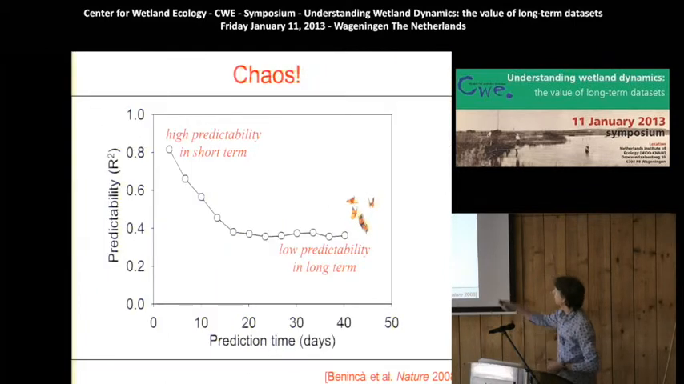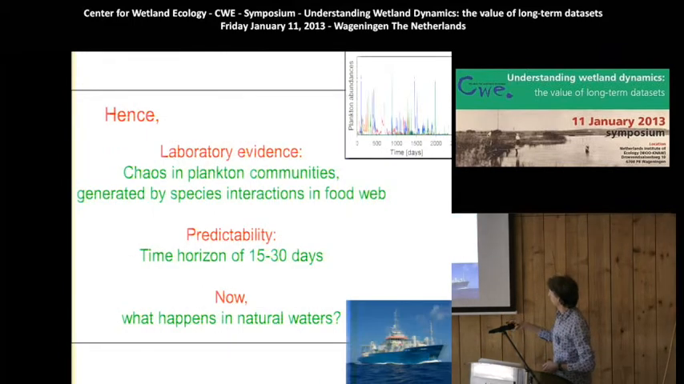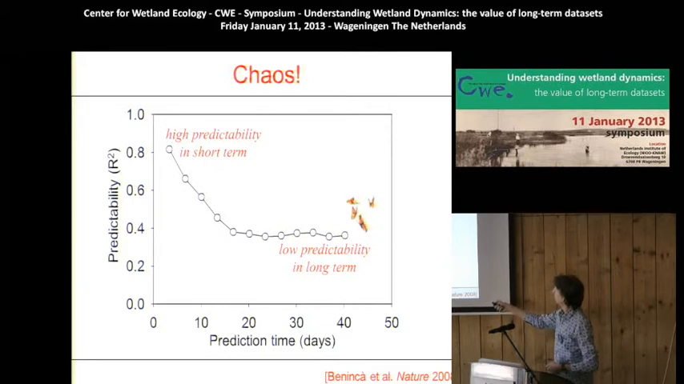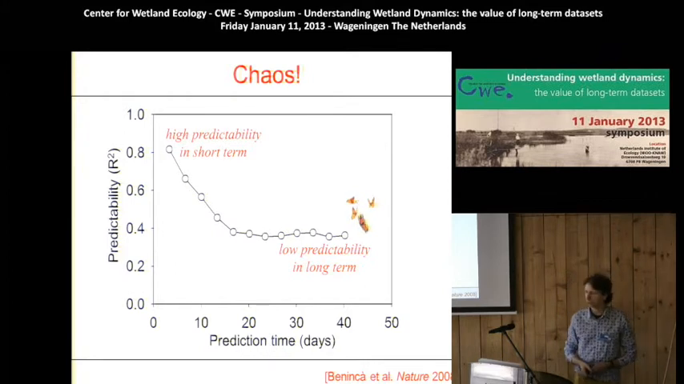So what you can see is that the predictability is a function of the prediction time. We can make very accurate short-term predictions. We can predict quite well what happens with the plankton tomorrow, or how it will look like next week or the week thereafter. But what you also see, there's a decrease in this predictability. There's a high predictability in the short term, but there's a much lower predictability in the long term. And this is one of the signatures of chaotic dynamics.